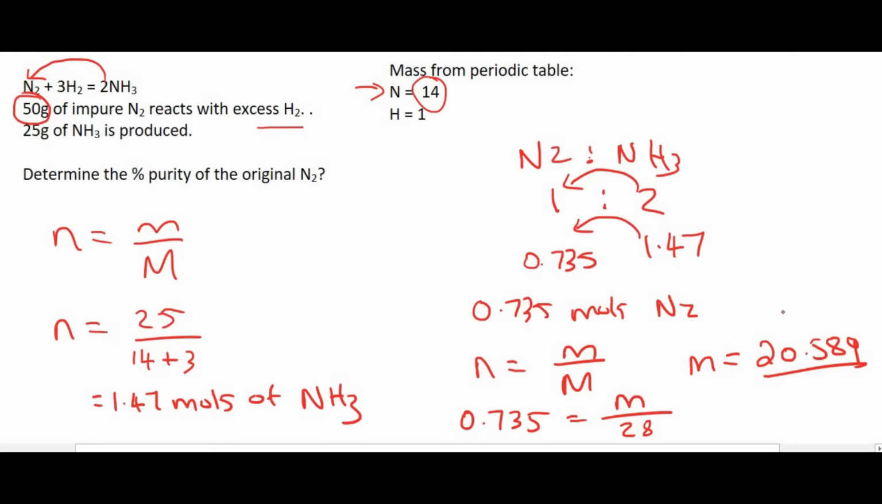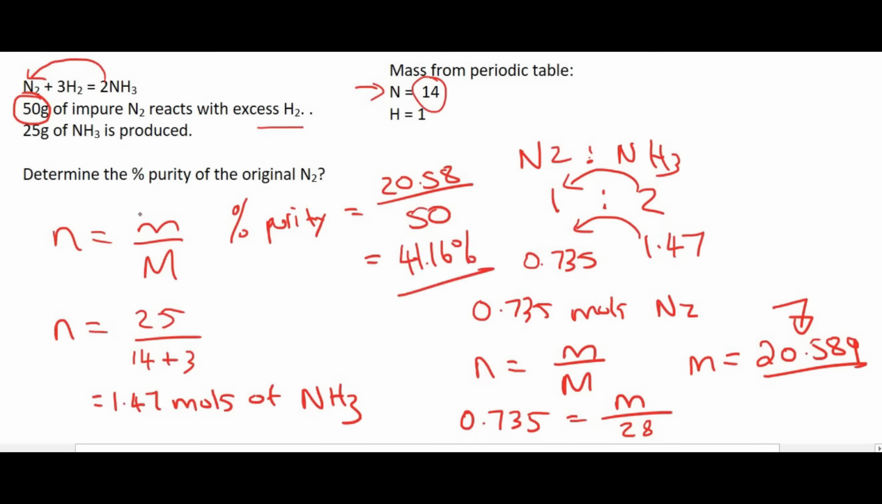So someone walks into your office one day, they give you 50 grams of something, and you've just worked out that in that 50 grams, only 20.58 grams was nitrogen. So the percentage purity, it's not a very pure substance, is going to be how much you got for your exam, divided by the total marks in the exam, and you're going to get a percentage of 41.16%.